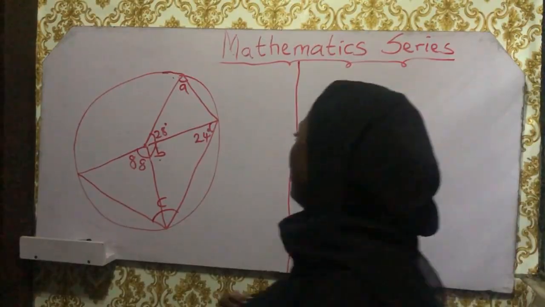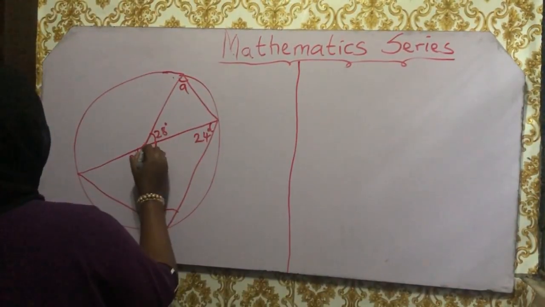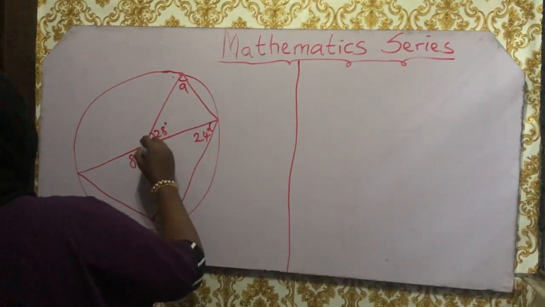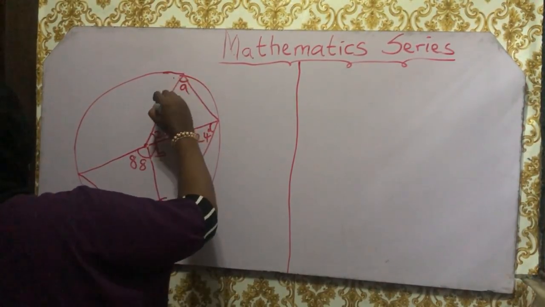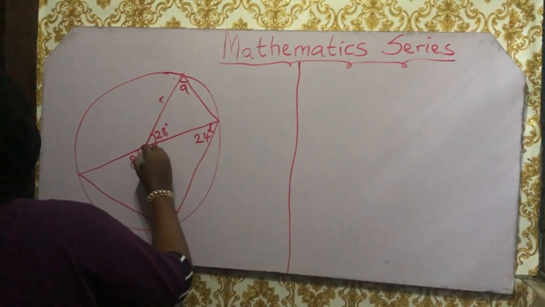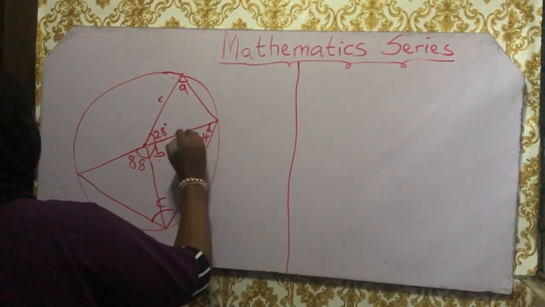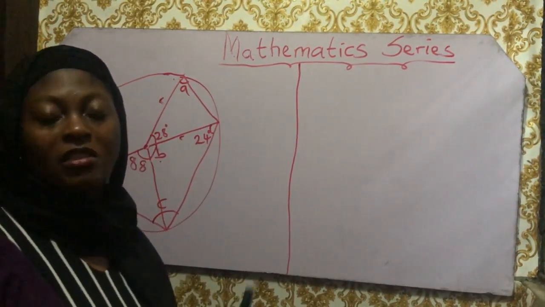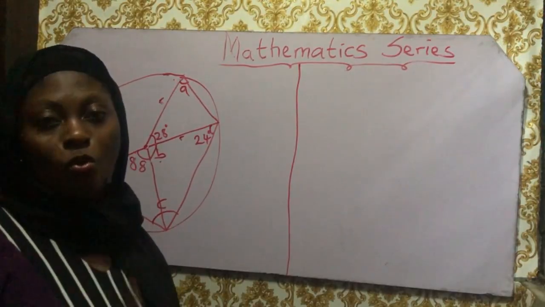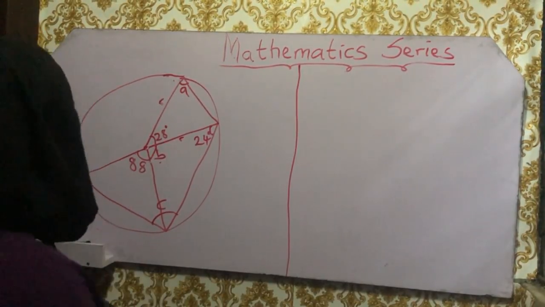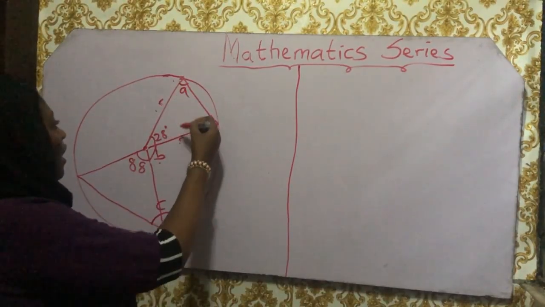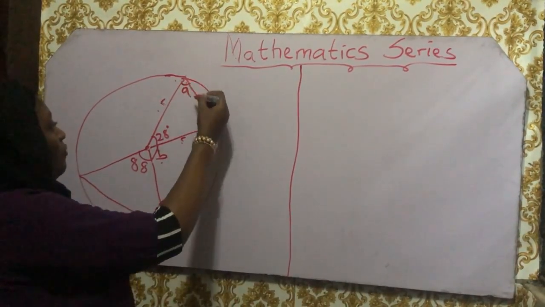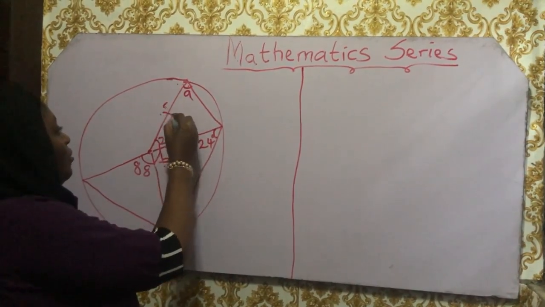So let's see. We have the center of the circle. From this point to this point is a radius, and from this point to this point is another radius. Remember, the radius is a line that goes from the center of the circle to one end of the circle. So we can see that this is a radius, this is a second radius. This means this triangle is formed by two radii, so it is isosceles.